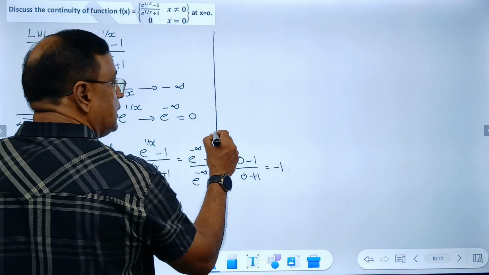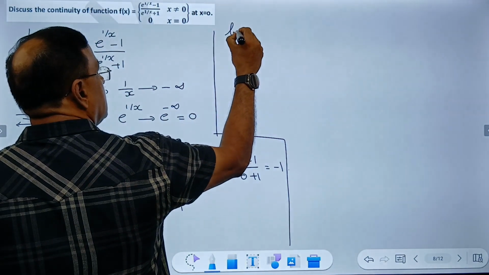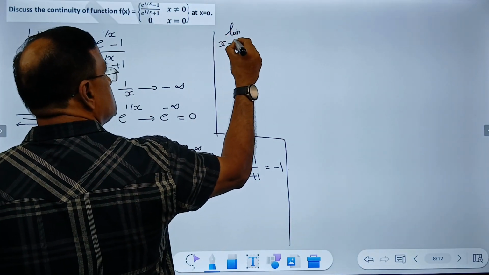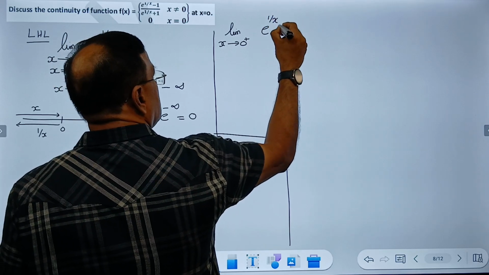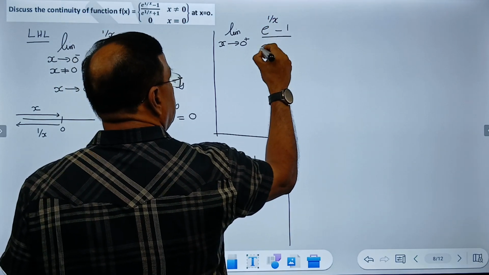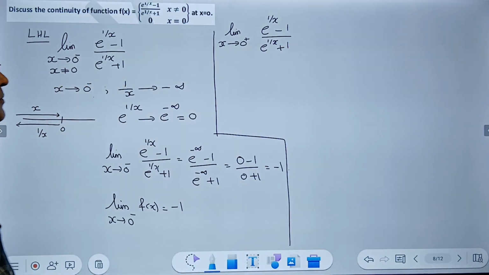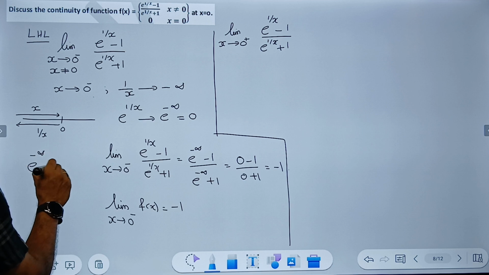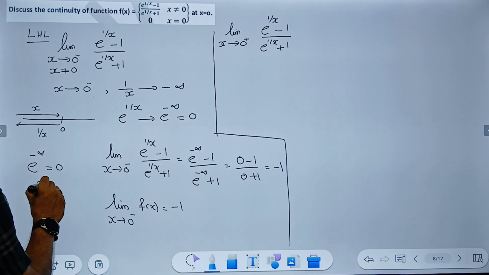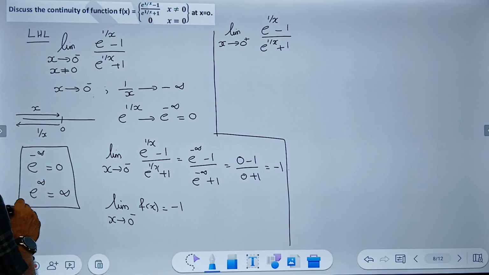Now let's go to the right hand limit. The right hand limit is a little bit, you need to think. Limit x approaches 0 plus, e power 1 by x minus 1 by e power 1 by x plus 1. Please understand, e power minus infinity is 0, but e power infinity is undefined. Okay? This you should not forget.